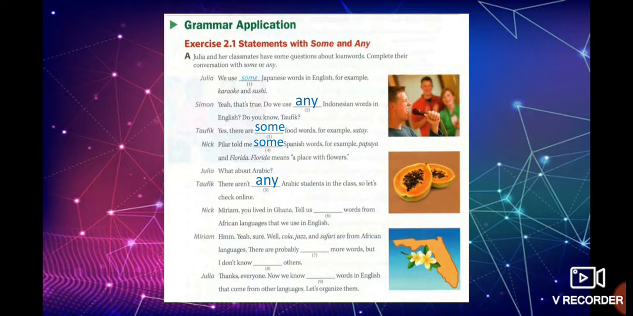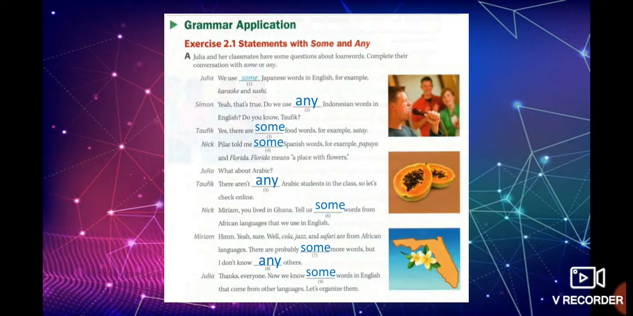So let's check online. Miriam, you live in Ghana. Tell us some words from African languages that we use in English. Yeah, sure. Kola, jazz, and safari are from African languages. There are probably some more words, but I don't know any others. Because this one is a negative statement, you use any. Thanks, everyone. Now we know some words in English that come from other languages.